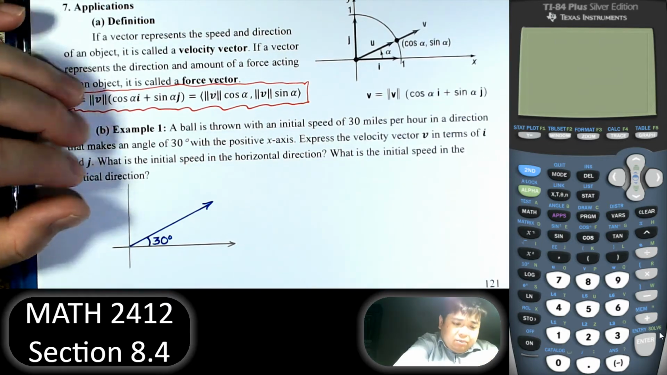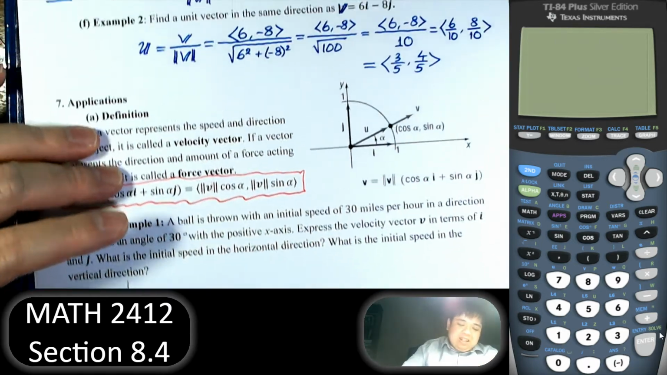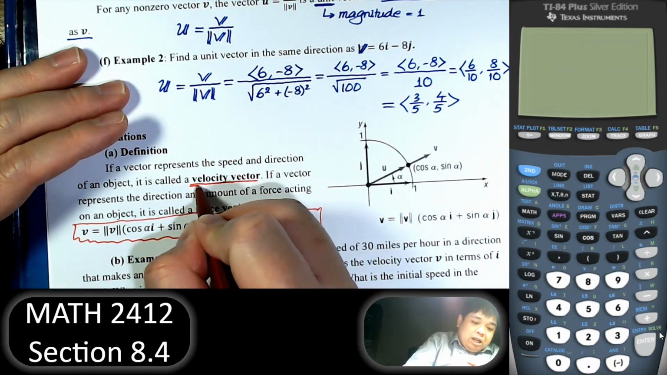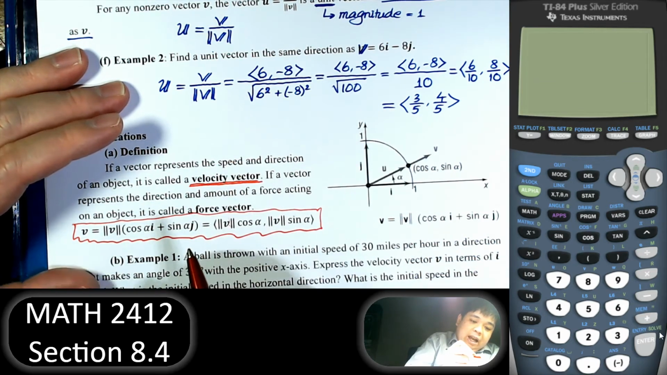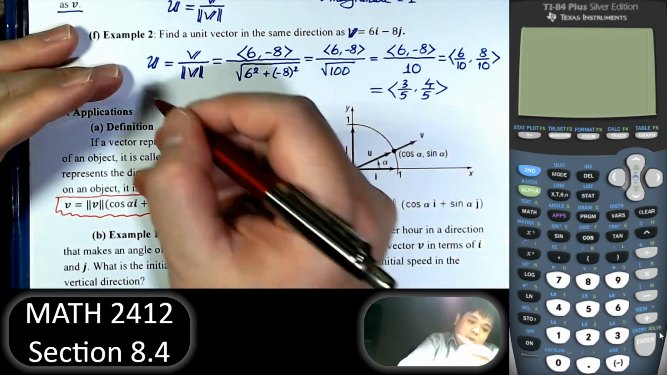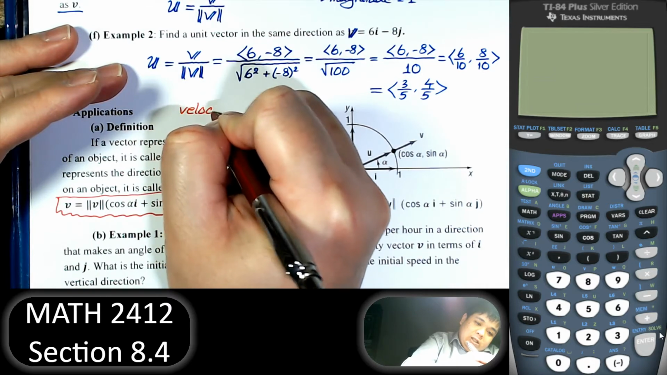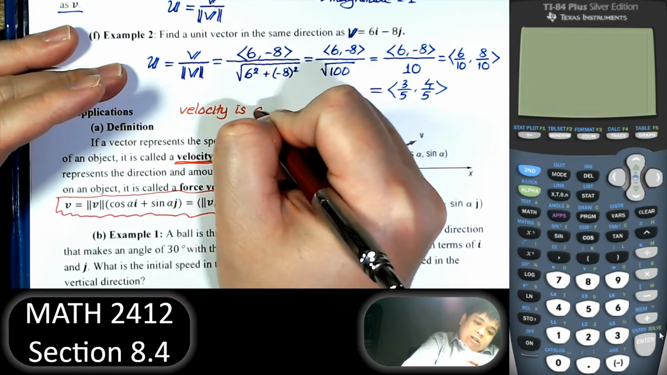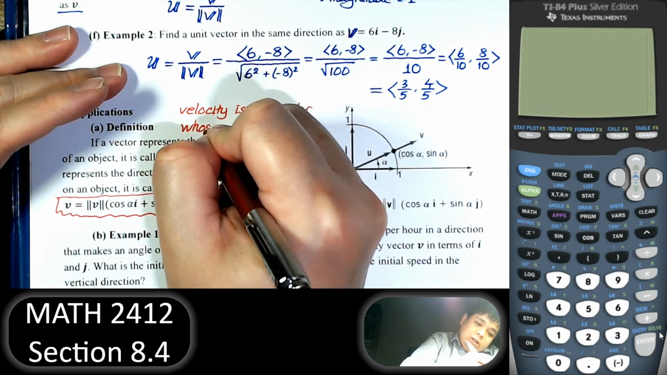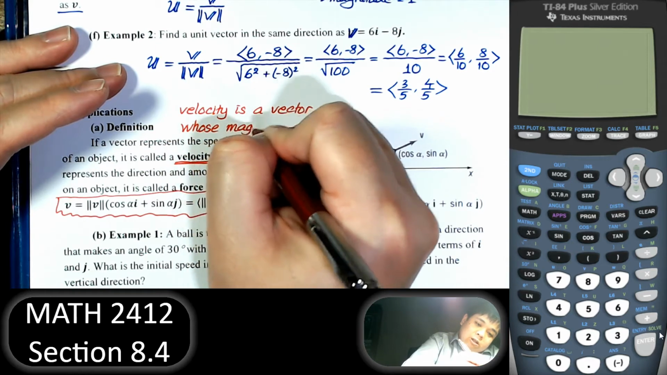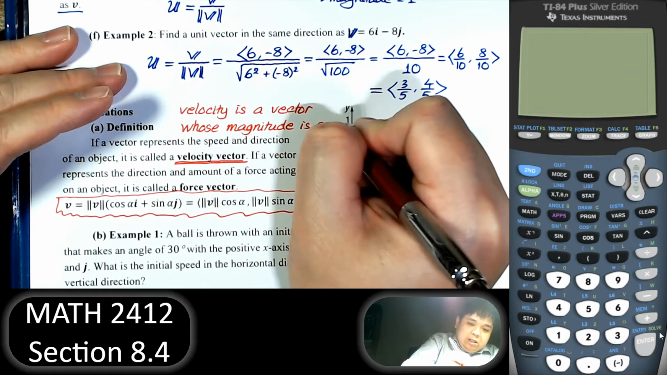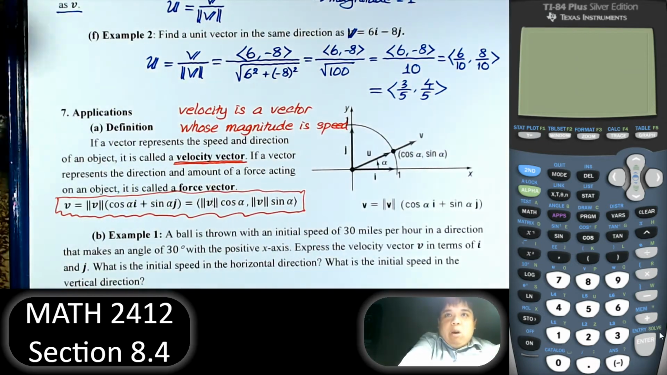Right. Now, in terms of physics, when we say velocity vector, we mean velocity is a vector that represents the speed and direction. So speed we obtain as the magnitude. So we say velocity is a vector whose magnitude is the speed, and direction is still direction.